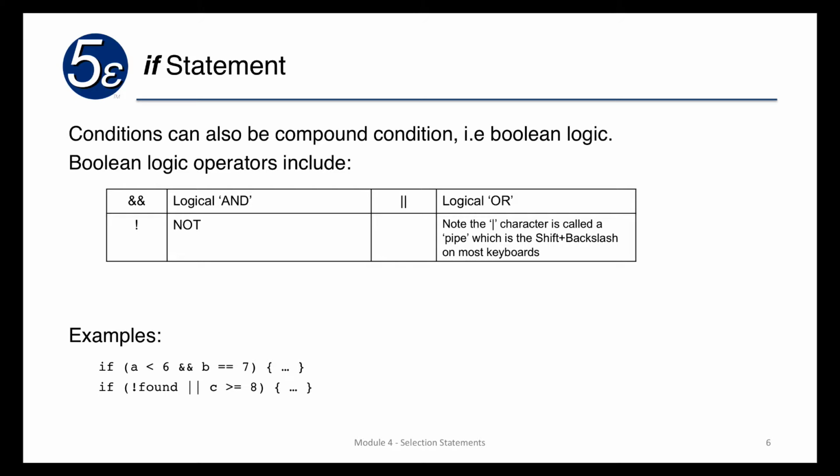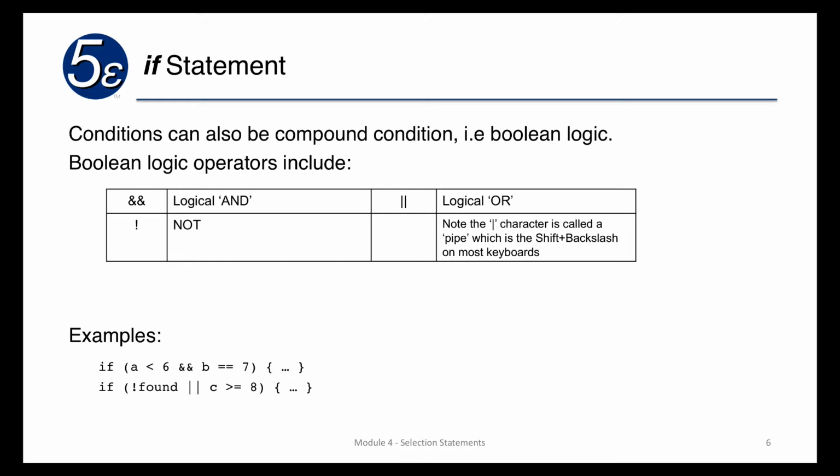So the and is a double ampersand. So when we say ampersand, ampersand, we're asking that the condition on the left is true and the condition on the right is true. If we use an or, it can be either or. Either the condition on the left or the condition on the right is true.